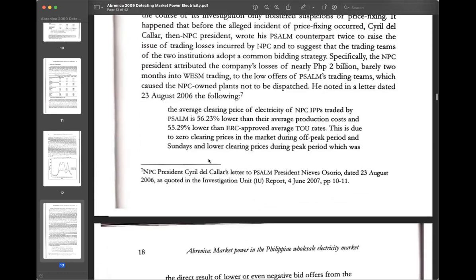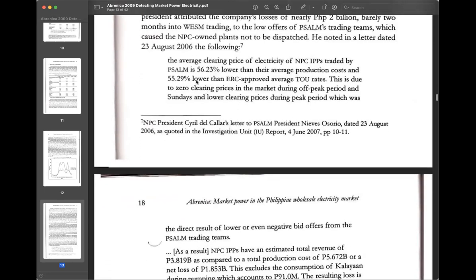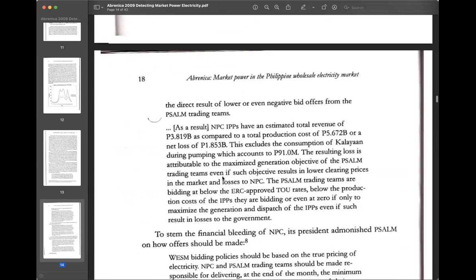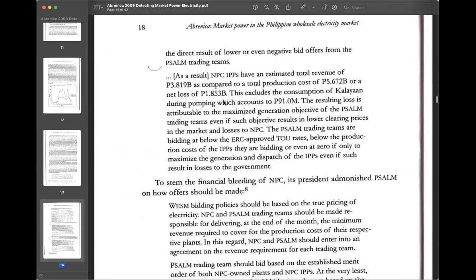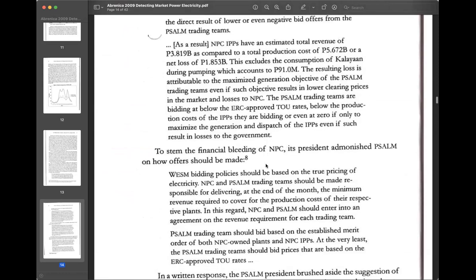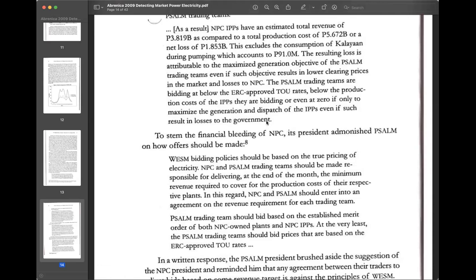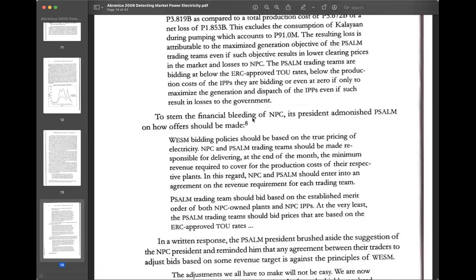So he noted in the letter the following: the average clearing price of NPC IPPs is 56% lower than their average production costs and 59.29% lower than ERC approved average TOU rates. Okay, so the PSOM trading teams are bidding below the ERC approved TOU rates, below the production cost of the IPPs that are bidding, or even at zero if only to maximize the generation dispatch of the IPPs, even if such results in losses to the government.